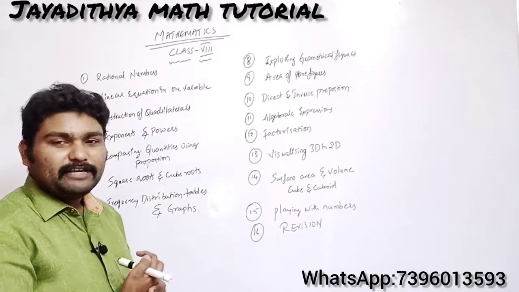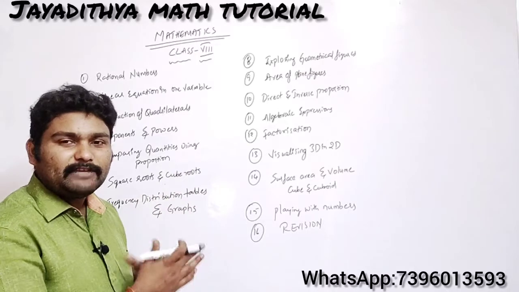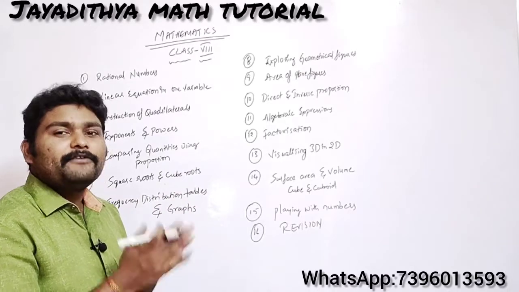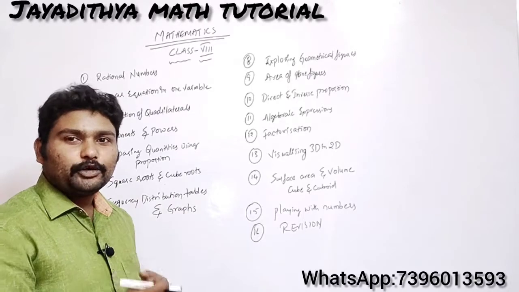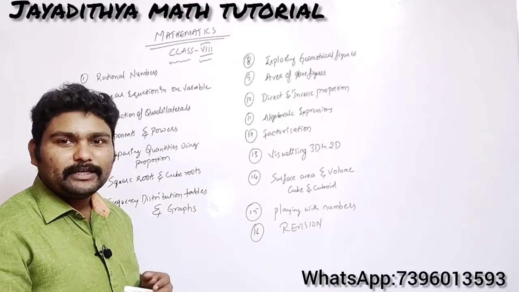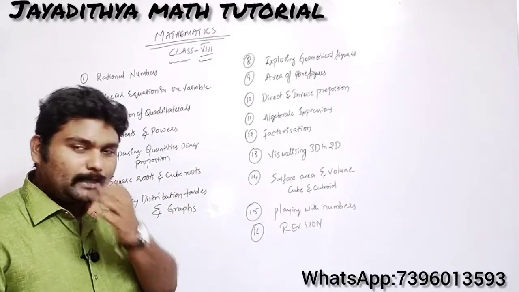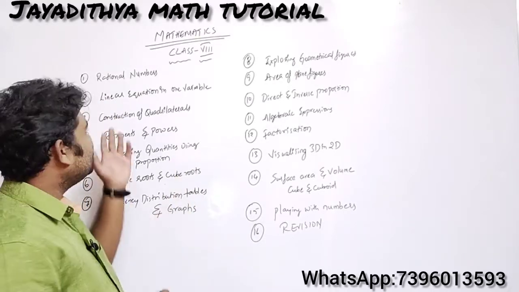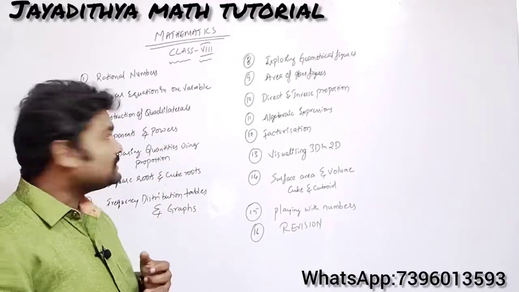So the next one is linear equation in one variable. You have already learned the concepts of linear equation in one variable. For suppose the cost of 5 shirts is 100 rupees. What is the cost of one shirt? Here you will be taking 5x = 100 and x = 100/5. That is nothing but a linear equation in one variable. We'll be discussing in detail when we get into that chapter.